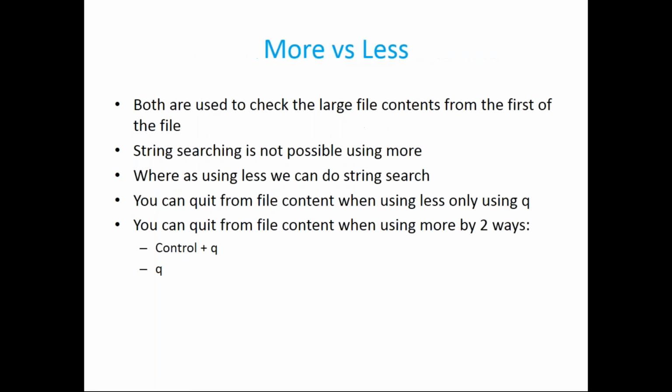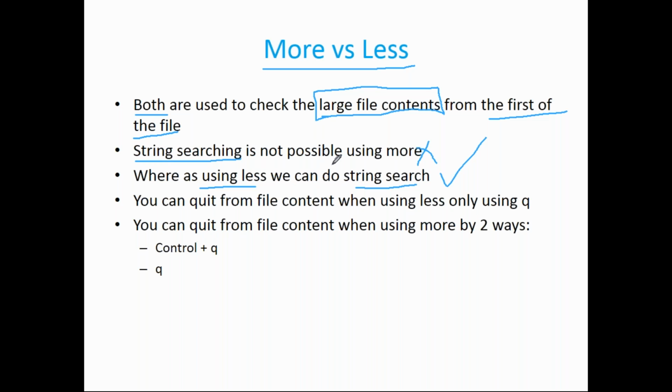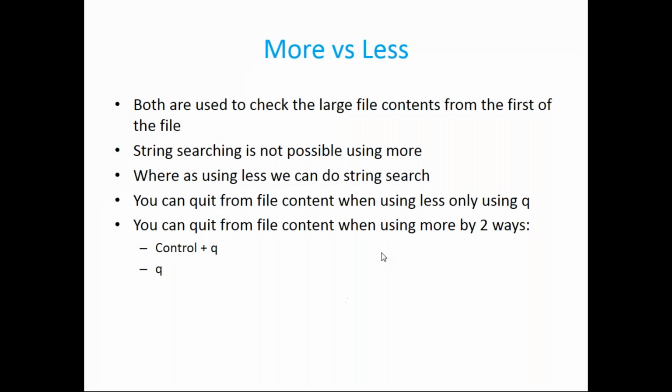So these are the differences between more and less. I'm comparing more with less. Basically both are used to see large file contents from the initial part of the file. But string searching won't be possible using more, whereas you can do string search using less. That is one difference. The other difference is you can quit from the file content in less by pressing only Q. Whereas if you are seeing the file contents by more, there are two ways to do it. One is by pressing Q, and the other one is, sorry, this is Control C. I'll edit this and send it to you. This is Control C. Got it, guys? So these are the main differences between more and less.